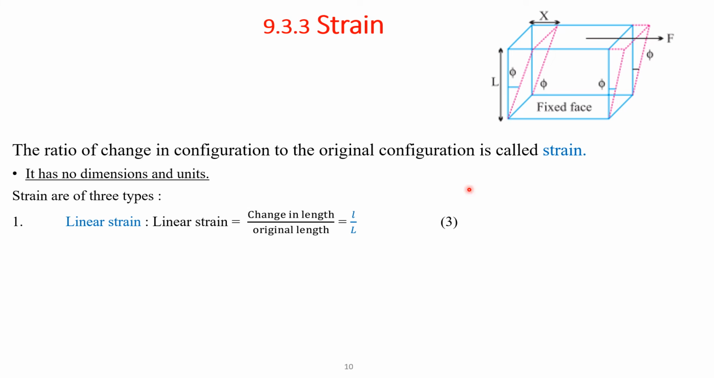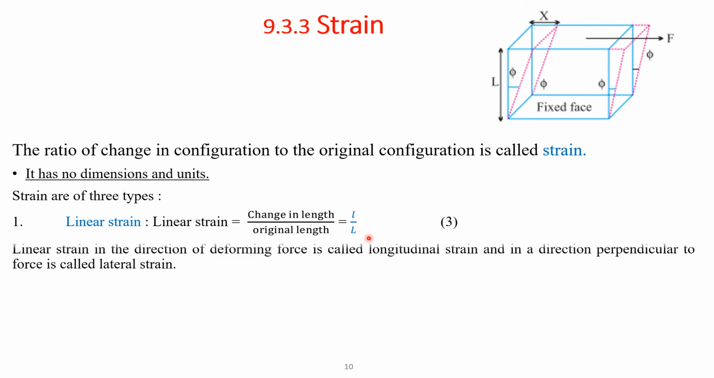Linear strain. A linear strain is defined as change in length divided by original length. That is, the change in length is small l and original length is capital L. Linear strain in the direction of deforming force is called longitudinal strain, and in a direction perpendicular to the force is called the lateral strain.